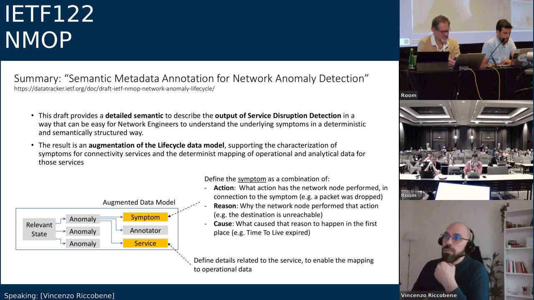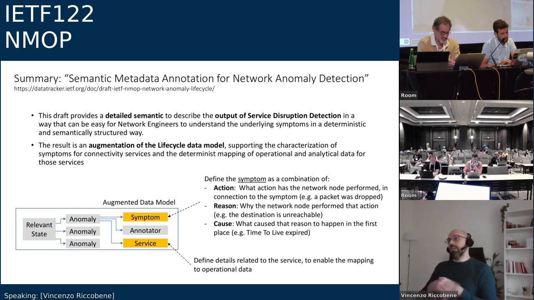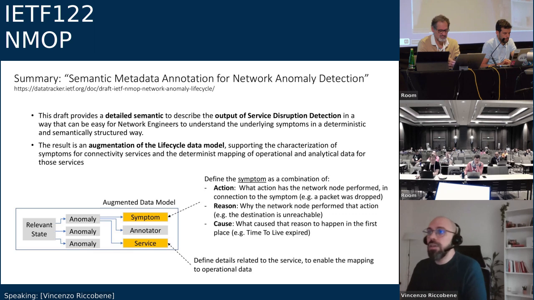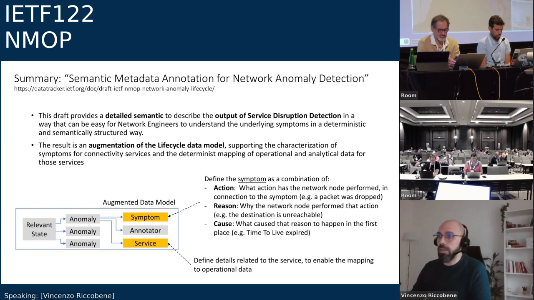The second document is the semantic metadata annotation for network anomaly detection. This draft provides a detailed semantic, let's say, specific for network connectivity services. It is defined as an augmentation of the Yang data model, which is provided in the other draft. In particular, the augmentation is provided at the symptom level and at the service level.